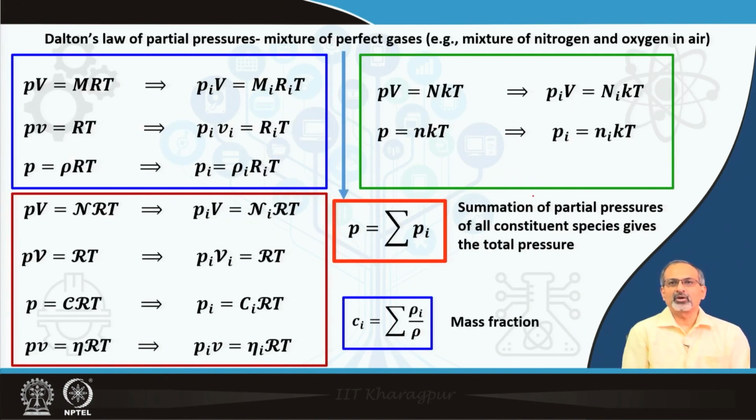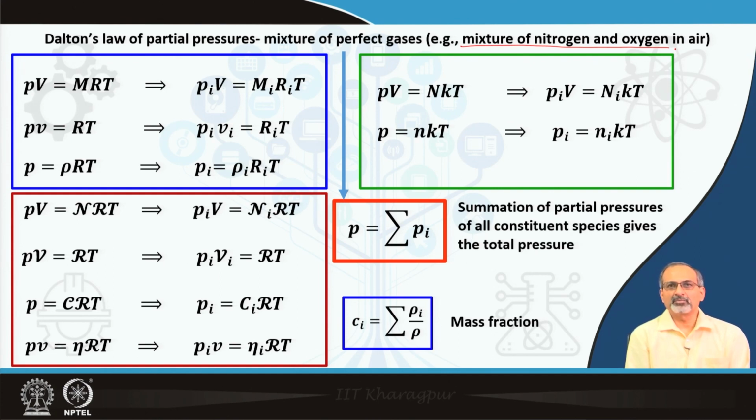Now, if you were to talk about a mixture of perfect gases, a typical mixture is what we find in air, where the main constituents are nitrogen and oxygen, and there are some trace gases including carbon dioxide, which is of course growing by the day. Then you need to talk about the contribution of each one of the individual species of the perfect gases which constitute the mixture, and then we talk about the partial pressures of each of the constituent species.